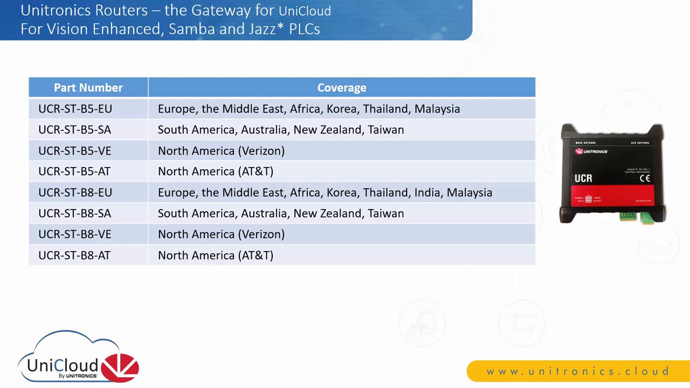From a hardware standpoint, a B5 offers fewer ports than a B8. The picture off to the right here is a B8 model. You are going to have three LAN ports and one WAN port, whereas with a B5, you would have one LAN port and one WAN port.